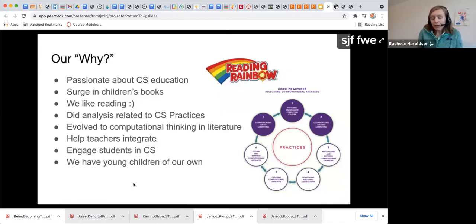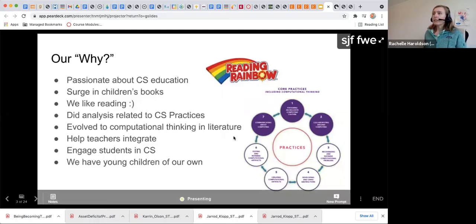My grad student and I are really passionate about computer science education. One of his teaching licenses is in computer science. The candidates in my program have the option, based on their credentials, to get a license in computer science. So we're just really passionate. And we started noticing this surge in children's books around computer science. We like reading. We already did an analysis about the CS practices.